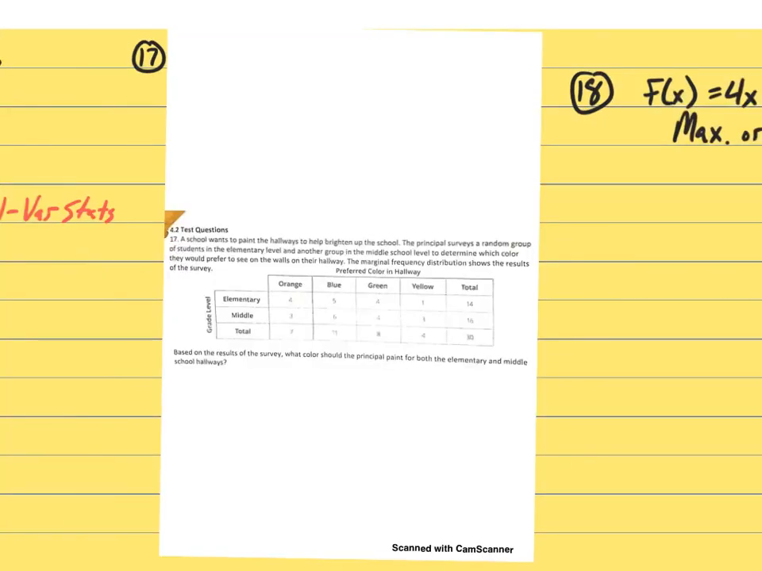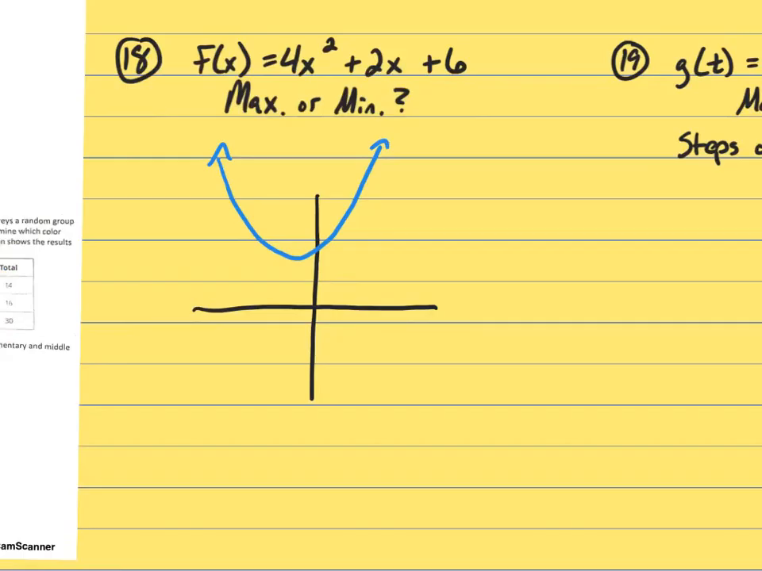On number 17, we are simply looking at the results of this survey, and it looks like 7 kids liked orange, 11 kids liked blue, 8 green, and 4 yellow, and of course, blue wins. So the principal needs to recommend blue for his hallways.